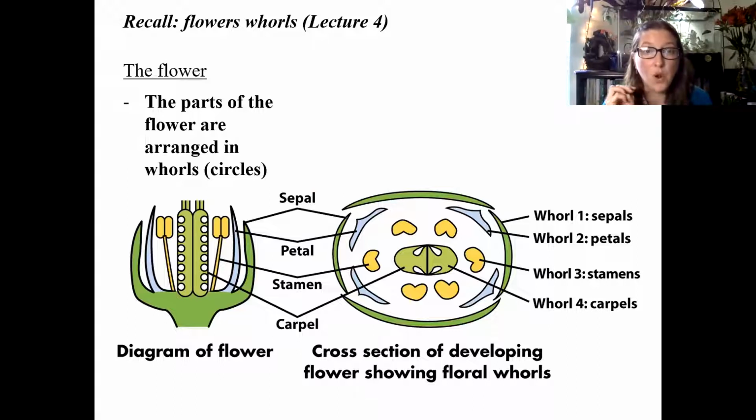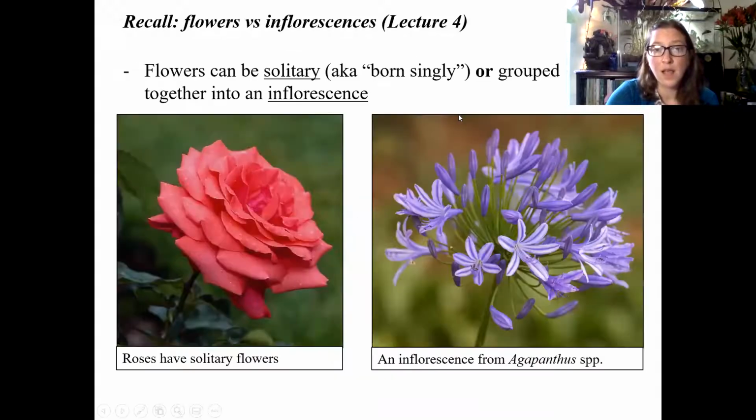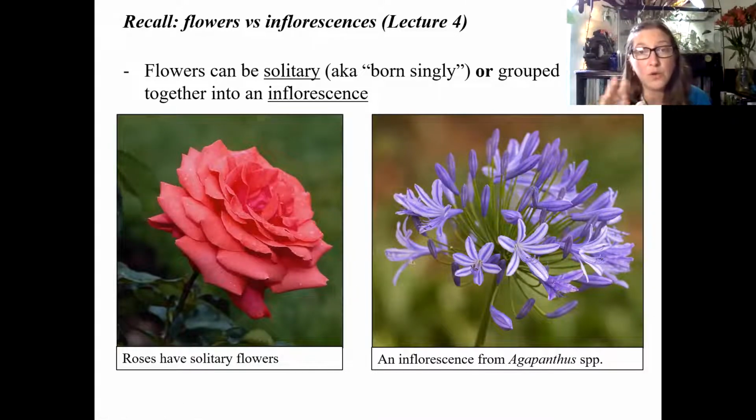Flowers are arranged in whorls, right? The outermost whorl is the sepals. The second whorl is petals, and then stamens, and then pistils/carpels. So whorls mean circles. And in lecture 4, we learned that flowers can be solitary, like on their own, also called borne singly, or you can have a group of flowers that are grouped together. In that case, we call it an inflorescence.